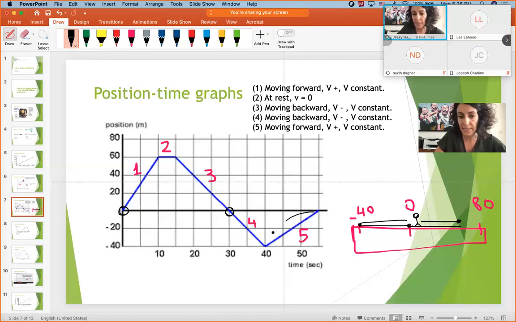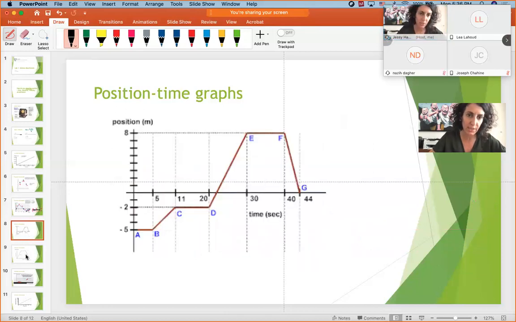So this case, Nazir, is nothing but moving forward while stepping on the negative graduations. But who cares about negative graduations? Like, I'm behind the starting point, but I'm still moving forward with a positive velocity, okay? All right. Okay, let's try this one, position time.